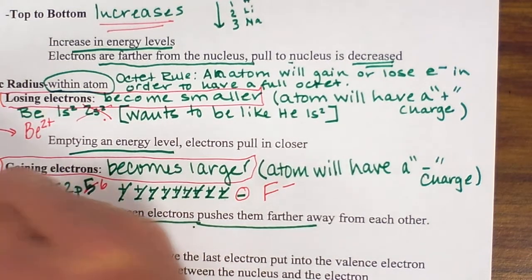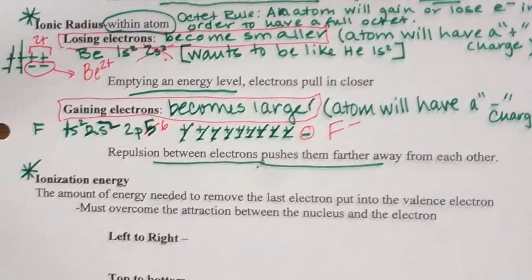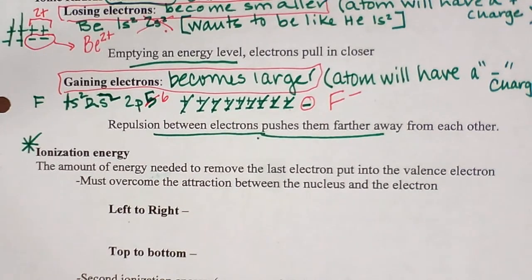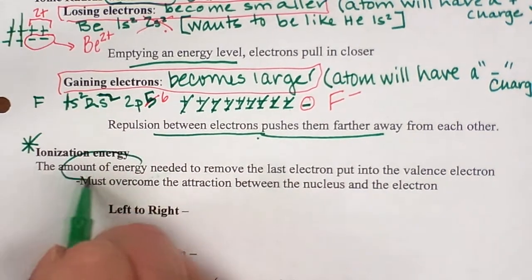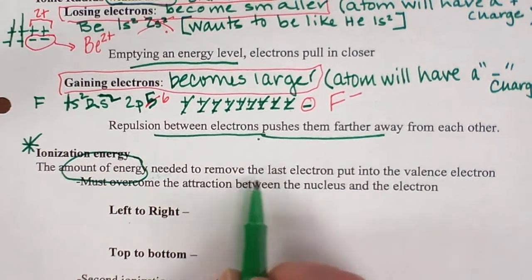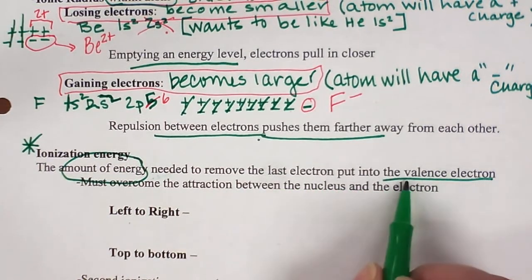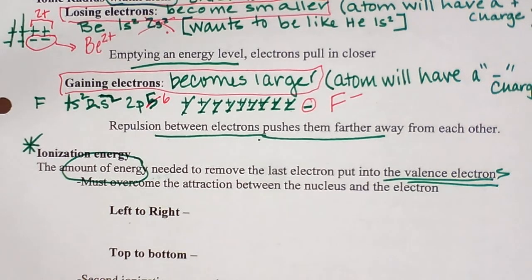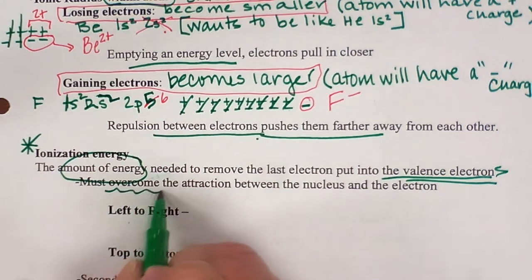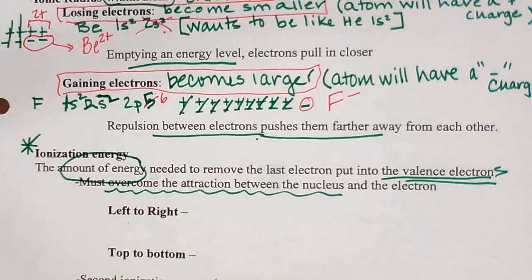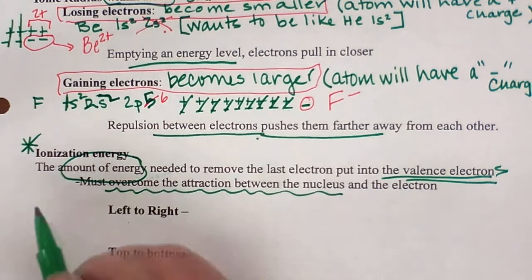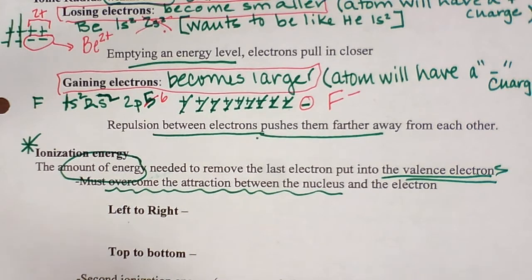Our third trend that we're going to talk about today is ionization energy. Ionization energy is the amount of energy that it takes to remove the last electron put into the valence electrons. It's the last valence electron put in. This is the amount of energy that you have to use to overcome the attraction between the nucleus and the electron. This is directly related to the size of the atom, directly. So the smaller the atom, the element, the higher the energy.